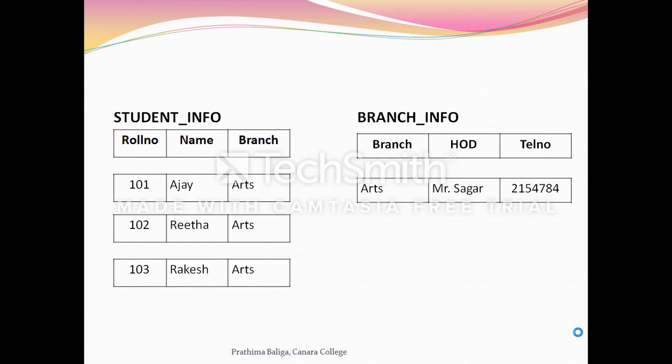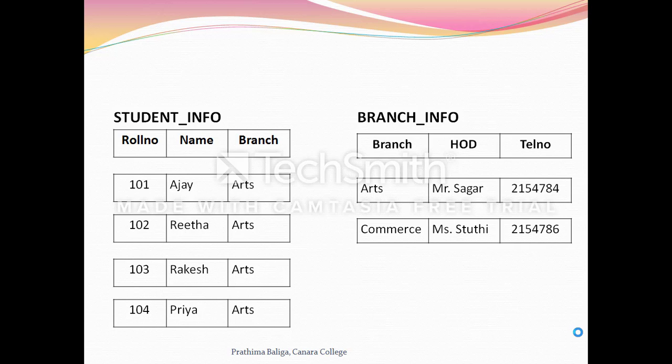If you want to add a new student information, you only have to add information like roll number, name and branch in the student information table. Similarly, if you want to add a new branch, then you can add its details by entering branch, HOD and telephone number without even having to add student details. This was not possible in the earlier structure. With this, insertion problem is solved.